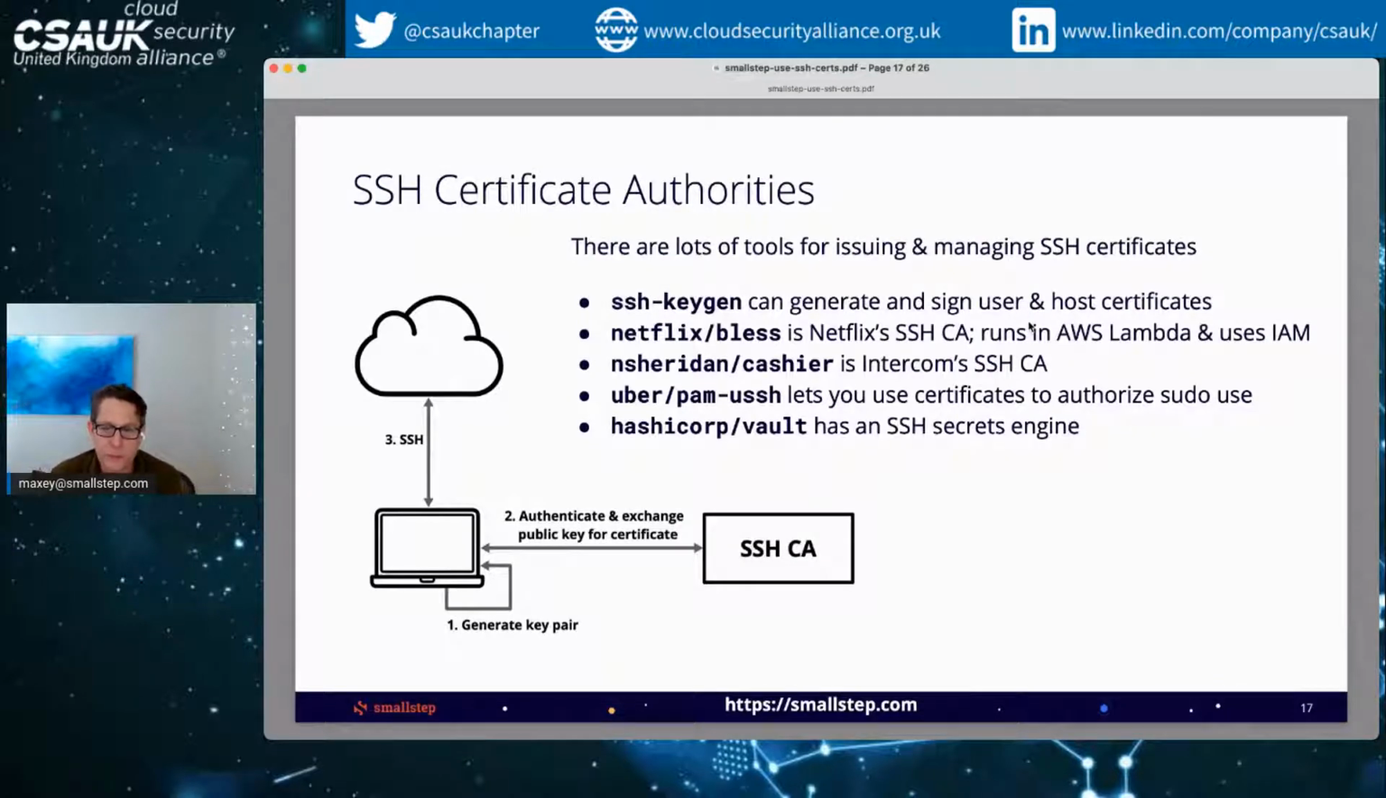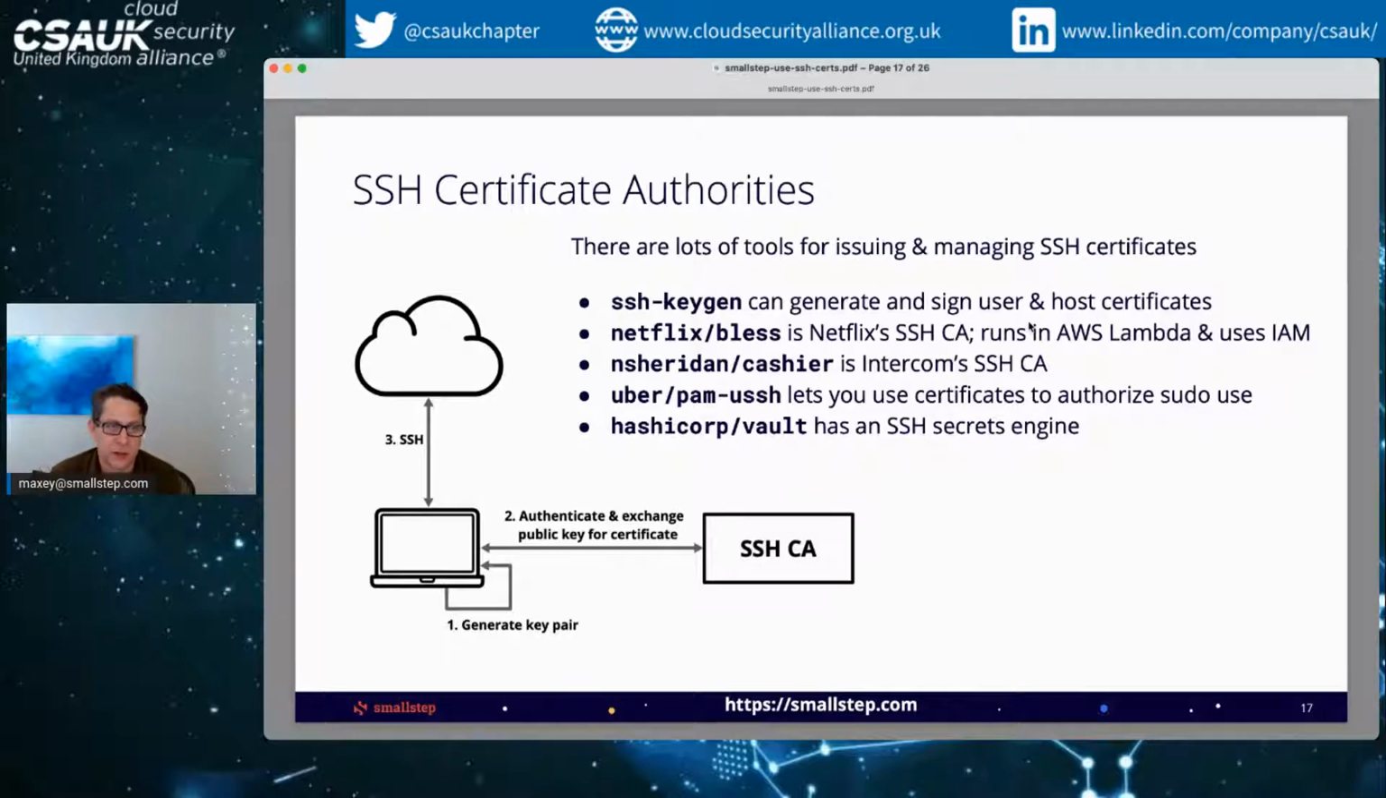certificate authority. And there are several out there. There's a bunch of open source options, a few listed on this slide. A quick Google search, you could find any of these. There's the Netflix Bless stack, which is built by Netflix, uses AWS Lambdas. There's the Uber PAM, which allows you to authorize sudo. There's HashiCorp Vault, has some secrets in it.